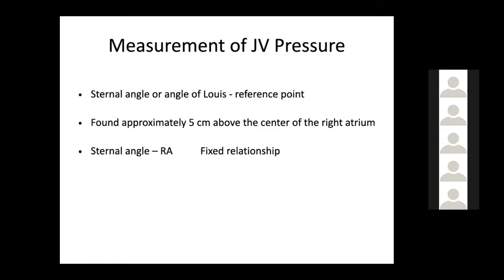So when you take a JVP, you should always remember that you have to add 5 centimeter, because this point is 5 centimeter from the right atrium, and the sternal angle and the right atrium have a fixed relationship. This 5 centimeter will never change. Now, one thing which I want to mention may not be very important, but some examiners may ask you, can you measure the JVP from the clavicle? If you see the Braunwald's Book of Cardiovascular Medicine, the current reference point is the clavicular head and not the sternal angle. However, we should always tell that the JVP is raised this much above the clavicular head and this much above the sternal angle.